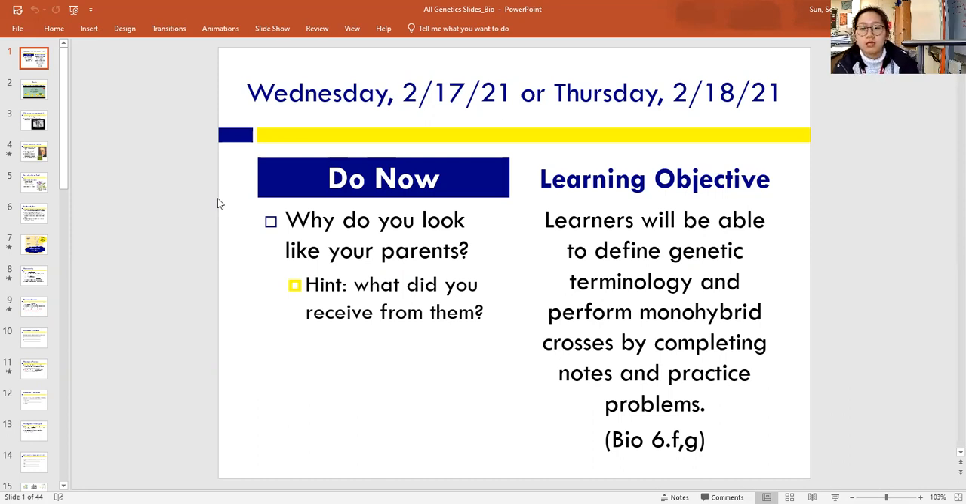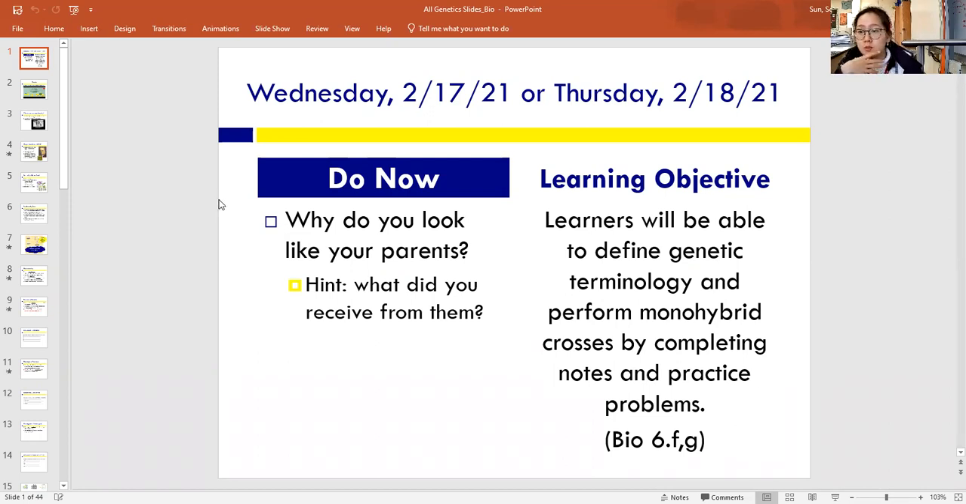So the learning objective is that y'all be able to define genetic terminology and perform monohybrid crosses by completing notes and practice problems. So we're going to go through these questions as your notes from this video, and then we will do practice problems in the interactive notebook.